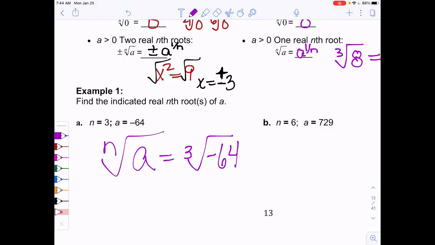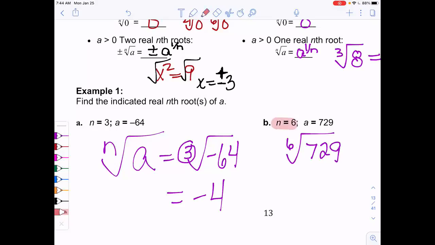So Riley, what's the cube root of negative 64? Negative 4. This is odd, so my answer is going to remain negative. If it starts out negative, it remains negative. So if we look at B, the n is 6 and the a is 729. So we have the 6th root of 729. Well, 6 is even. 729 is a positive number underneath. What is the 6th root of 729?